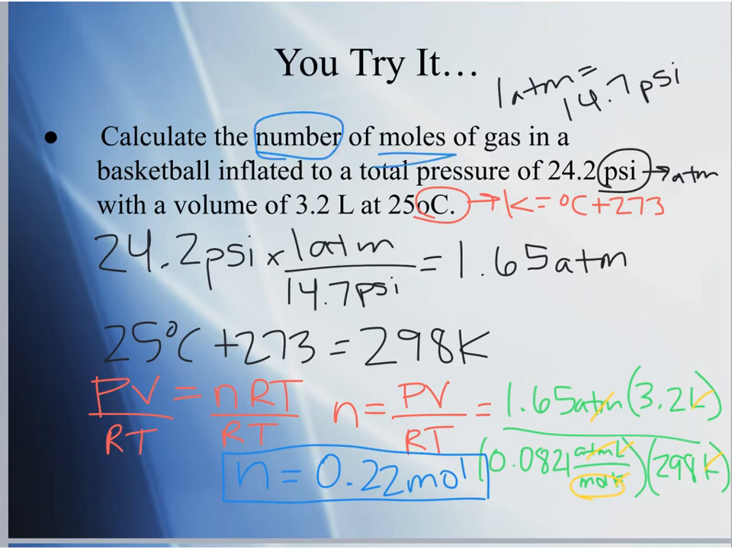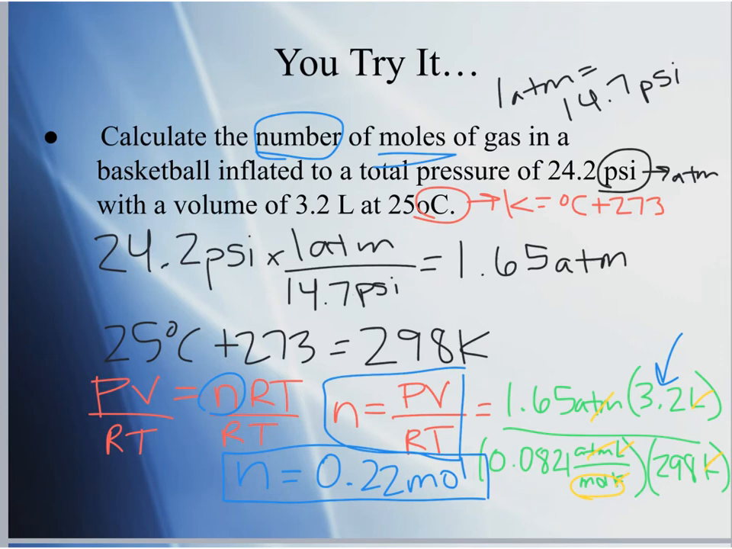So moles is solving for n. When we do that, we divide both sides by R times T. So here, n equals PV divided by R times T. When we plug them all in, we get 0.22 moles, and we have to round that to 2 sig figs because this here is the least amount of sig figs, 3.2. So that's 2 sig figs, so our answer needs to be 2 sig figs, okay?